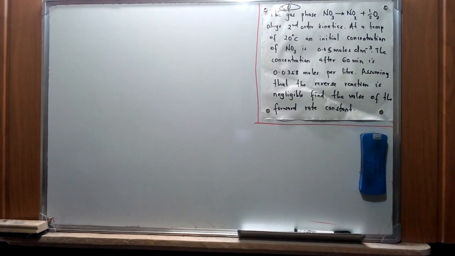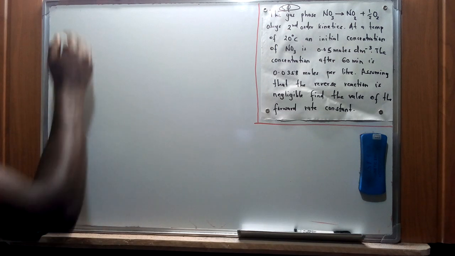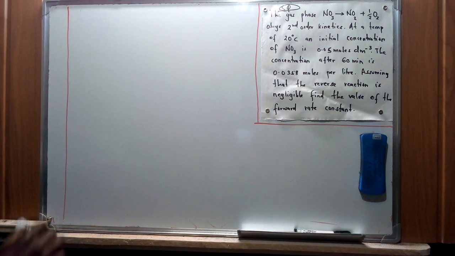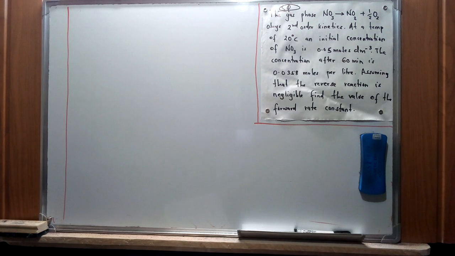We'll start by looking at some of the concepts that we have learned about chemical kinetics. From the start, we said that we can measure the rate of a reaction by measuring the concentration of the reacting species and the products, because the only way we can measure the speed of a reaction is by measuring the concentration of the reacting species and the product over time.